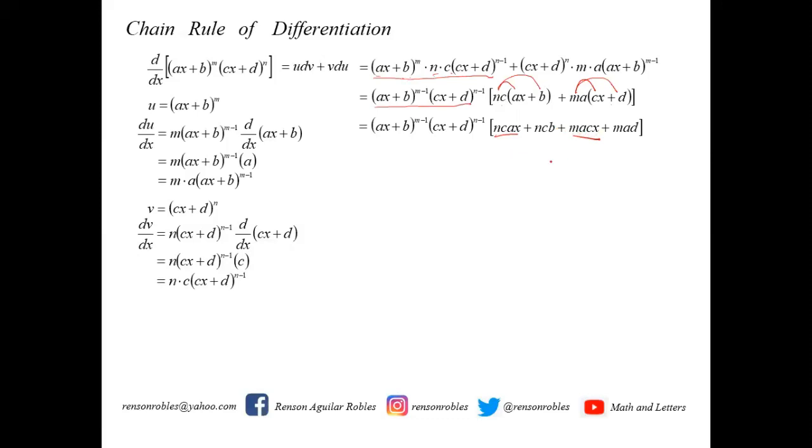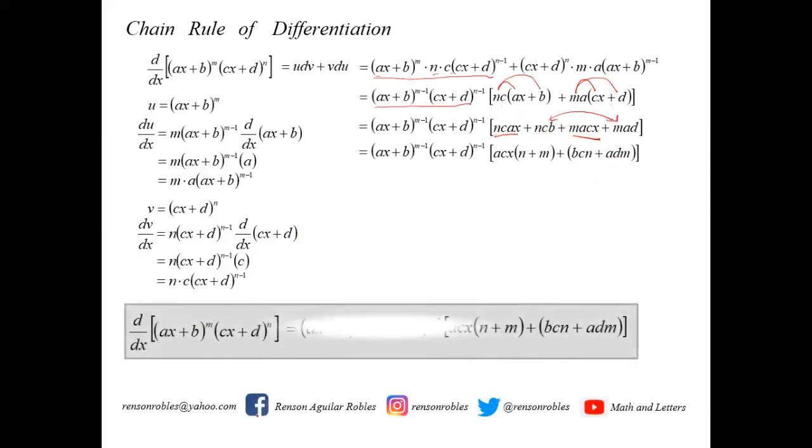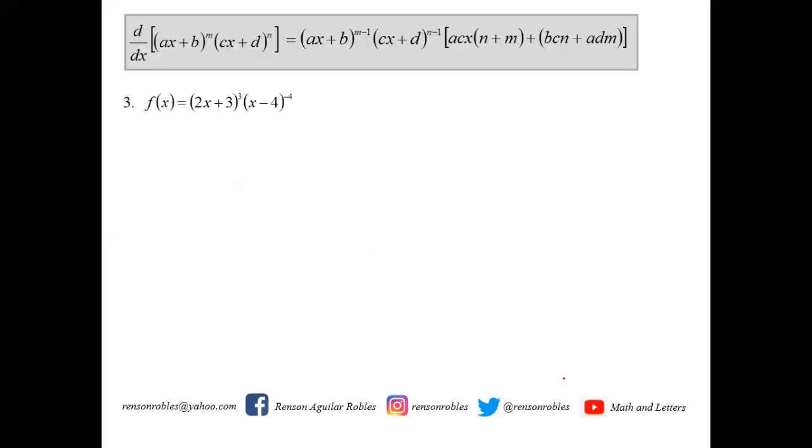And then you will now combine these two, ncax and macx, by common monomial factor, acx are common. So we shall have acx times the quantity n plus m, plus, then we will just combine these two, bcn plus adm. So the derivative of this function is equal to (ax+b)^(m-1) times (cx+d)^(n-1) times the quantity acx(n+m) plus bcn plus adm. Okay, and then we shall verify this.